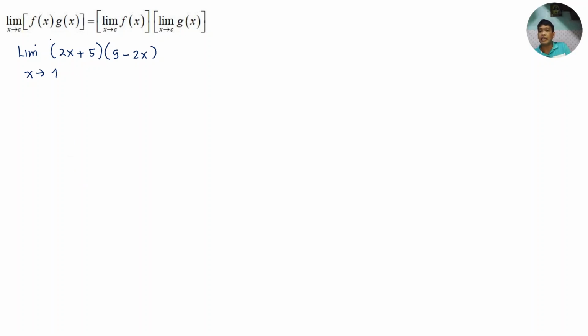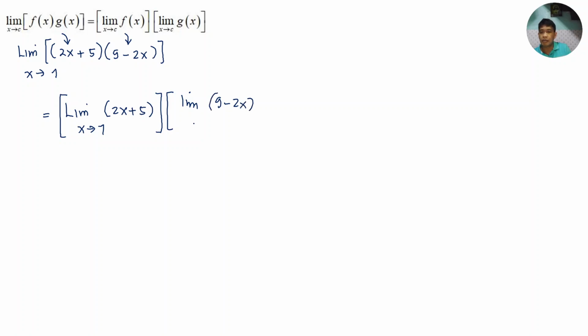So, kung titingnan natin yung ating function, meron tayong f of x, meron tayong g of x. So, sabi dito, sa theorem na ito, that is equal to the limit ng 2x plus 5 as x approaches 1, multiplied by the limit of 9 minus 2x as x approaches 1.